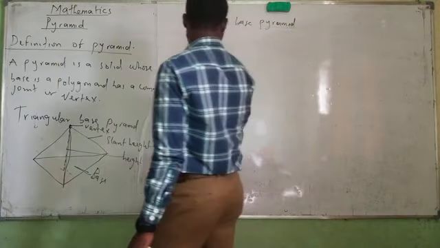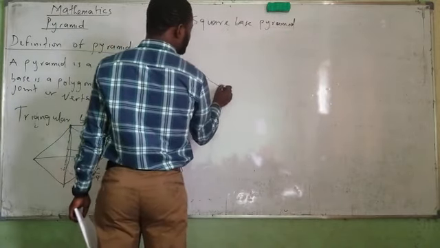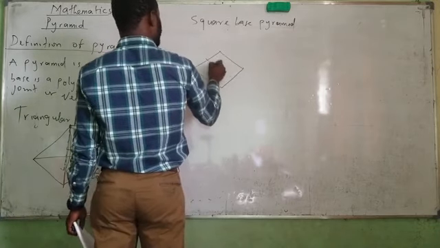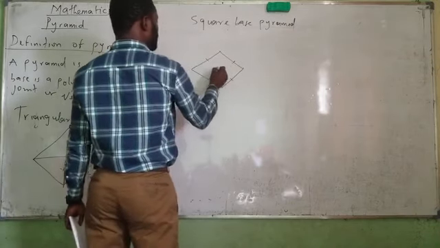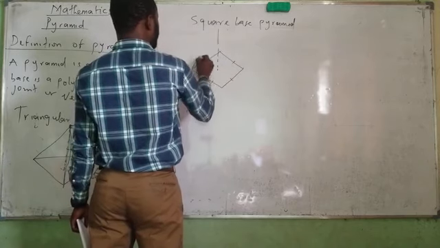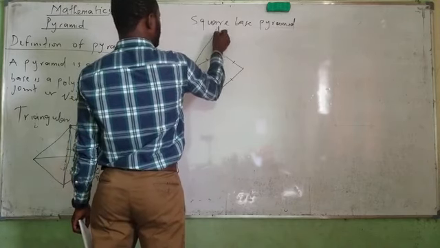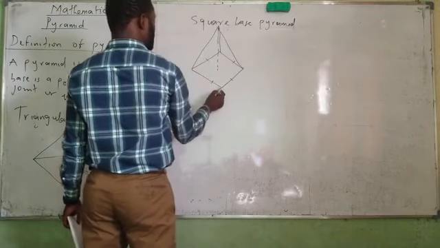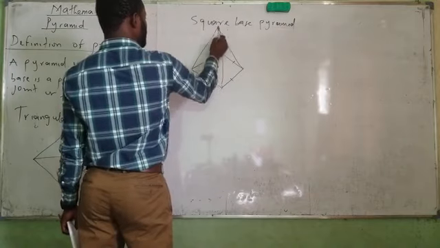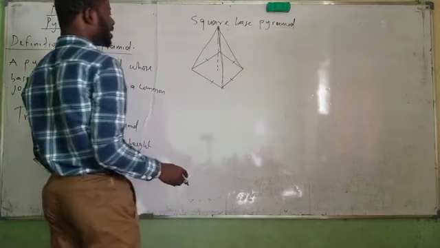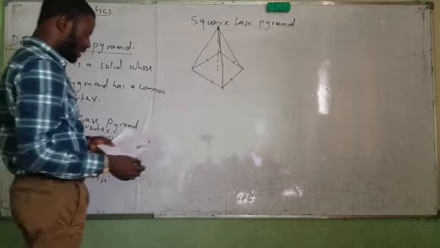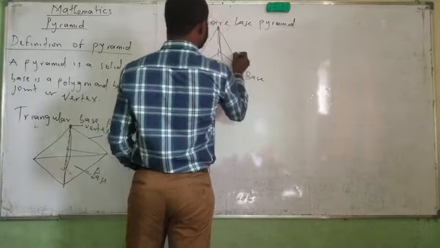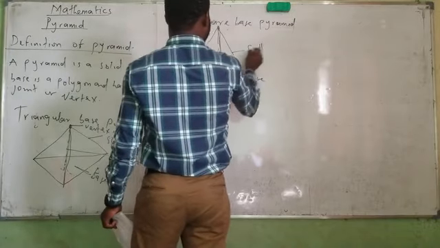Now, square base pyramid, it means we are talking about something like this. Don't forget it's a square. And we have something like this, and we have a joint. This is what? Square base pyramid.